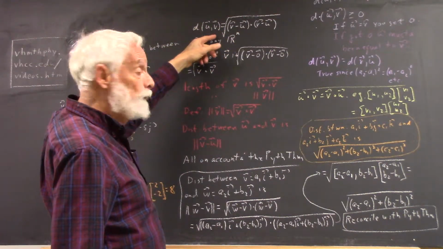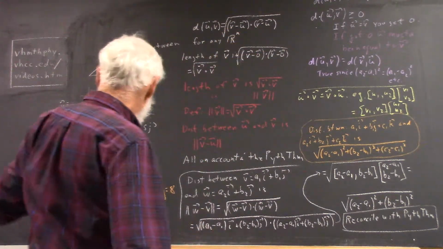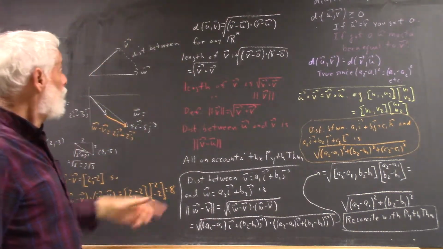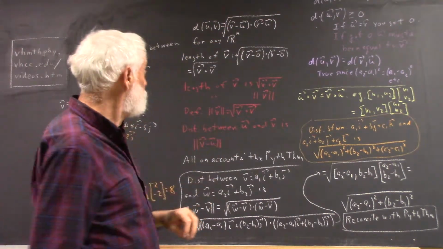Okay, if the vectors are u and v, then we dot v minus u with itself. Now here it was w and v and not v and u, but the same idea is going to hold, and that's for any vector in Rn. It's not just confined to R2.